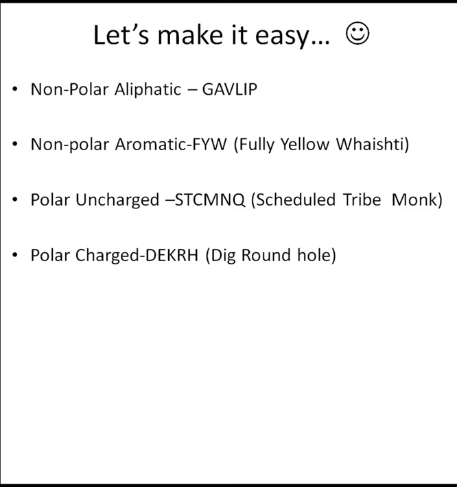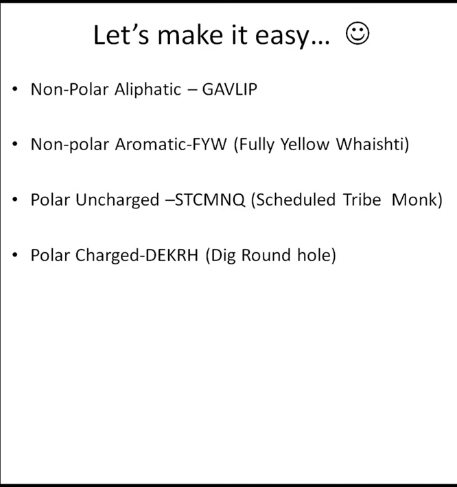If you look at non-polar aliphatic, that is called GAVLIP. So GAVLIP stands for glycine, alanine, valine, leucine, isoleucine, proline. I'm saying about the one letter code. Similarly, if you look at non-polar aromatic, fully yellow vesti. So FYW stands for phenylalanine, tyrosine, tryptophan. F for phenylalanine, Y for tyrosine, and W for tryptophan.